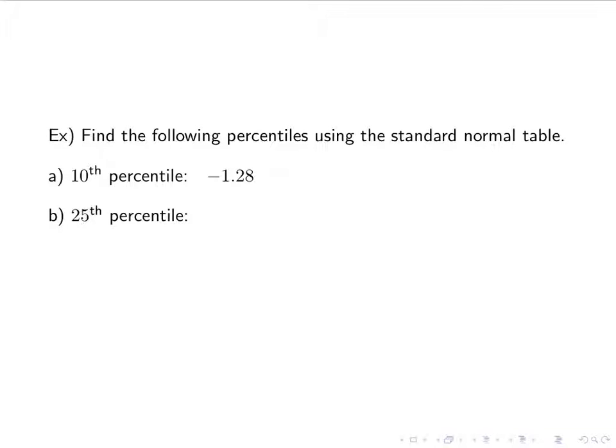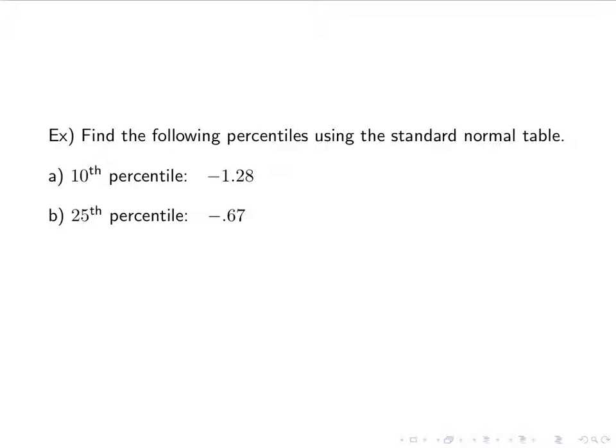What about the 25th percentile? So again, 25% is less than 50%, so I know my answer is going to be negative. So if I find the closest value I can to 0.2500, I should be getting negative 0.67. So again, that's negative 0.6 for the column, 0.07 for the row.